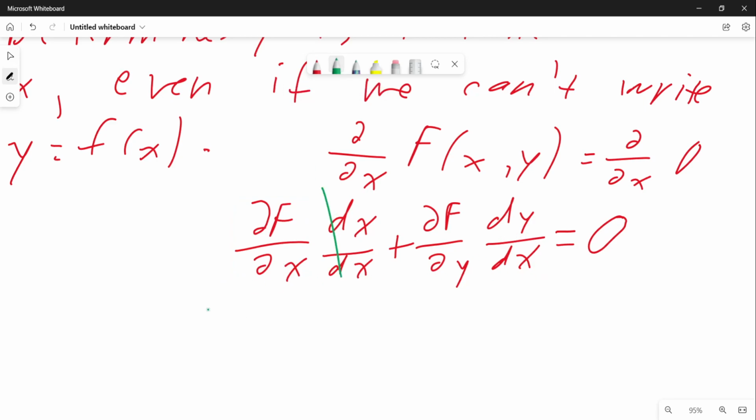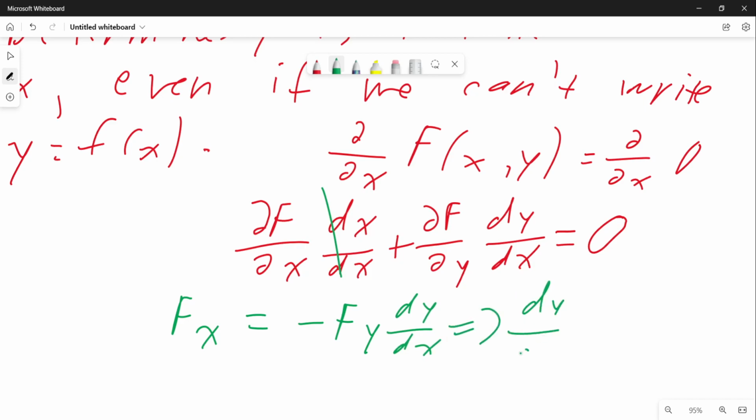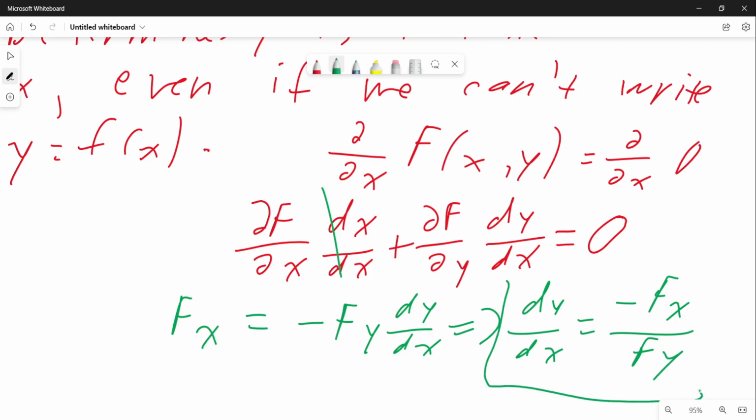So move that to our side, we get, instead of ∂f/∂x, or just fx, equals negative fy dy/dx. So then divide, dy/dx equals negative fx over fy. This is worth copying down or memorizing.